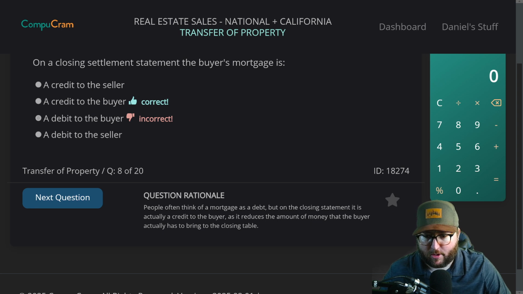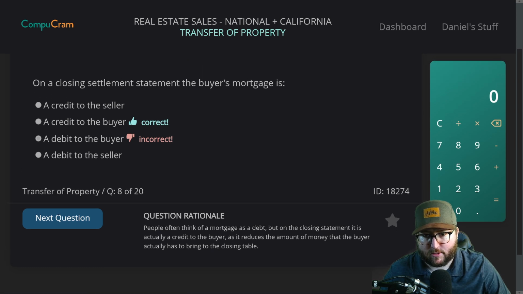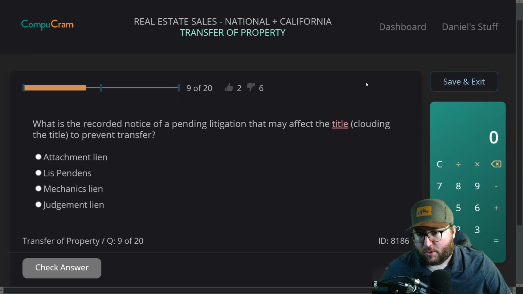Question rationale: people often think of a mortgage as debt. That's what I thought. But on the closing statement it's actually a credit to the buyer, as it reduces the amount of money that the buyer actually has to bring to the table. Okay, that makes sense.